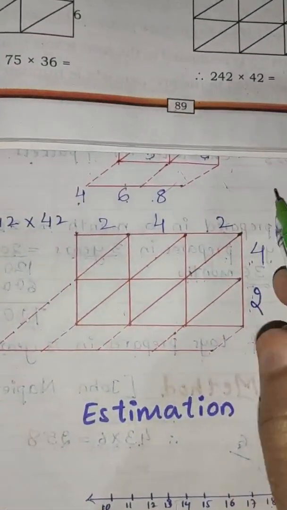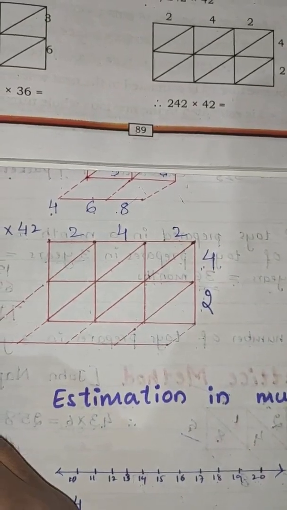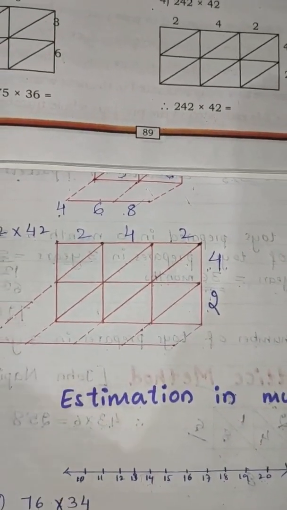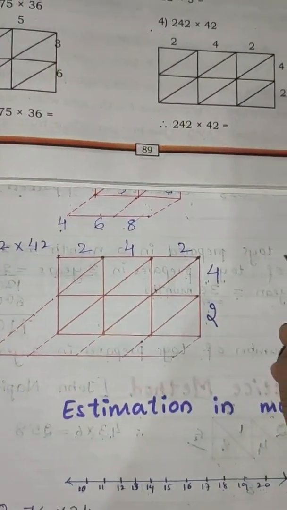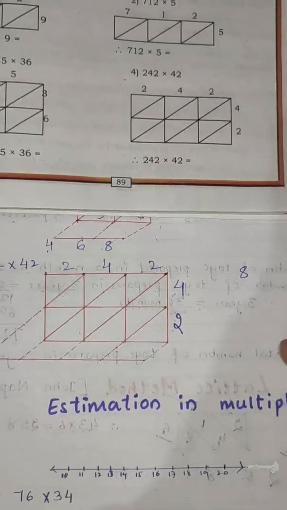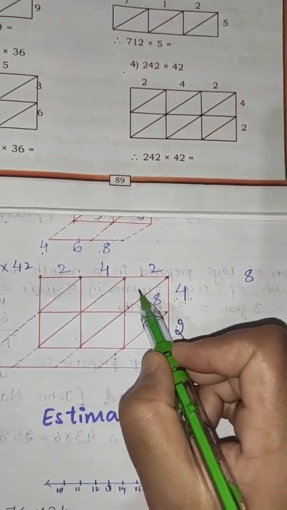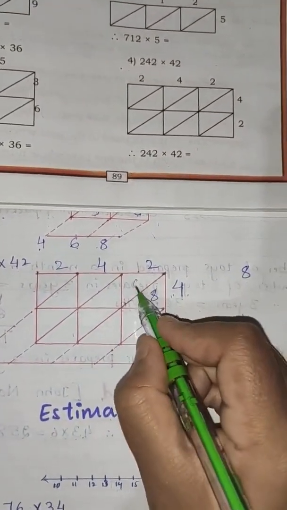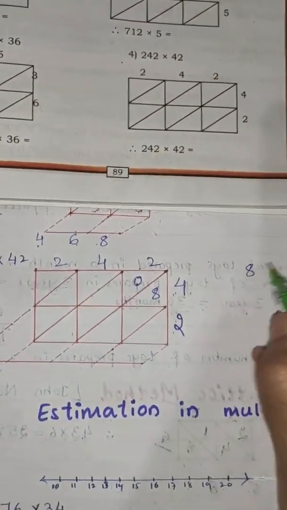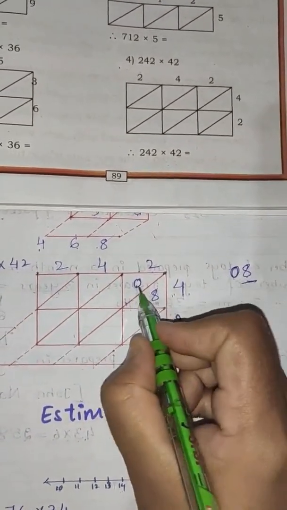Now let's multiply it. 4 2s are 8. So what we have to do? 8 is only one digit, isn't it? It is in the unit place. If you are not having anything in the 10s place, just write down 0 there. Means it is 8 only, right? So 0, 8. 8 is the place of unit and the 0 is in the place of 10.